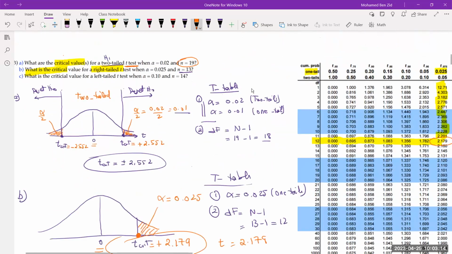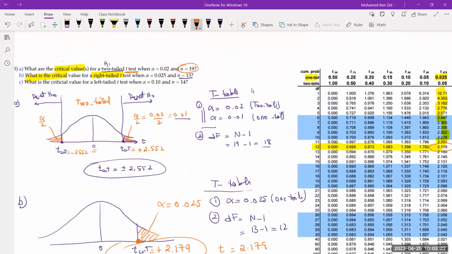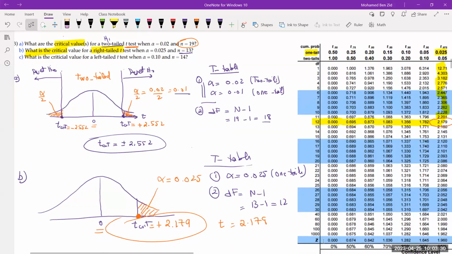So now for the C, you're going to do exactly the same thing, but you're going to go on the left. So whenever you get the T value, you're going to get it negative, right? You get the value from the table, and you have to keep only the negative side. All right, I hope this one is clear. Let me know if you have any questions.